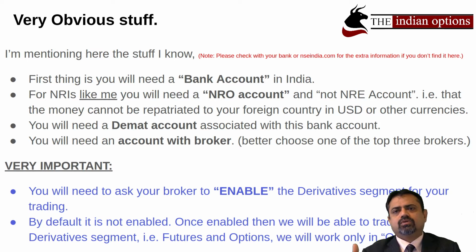So when you open a demat account with the bank or the broker, you need to tell them that you want to trade in derivatives, so the derivatives segment has to be enabled. When this segment is enabled, you will get both futures and options enabled.